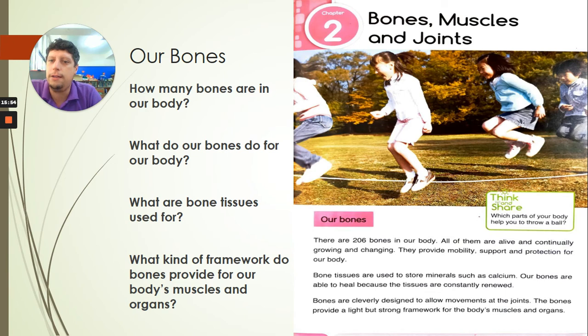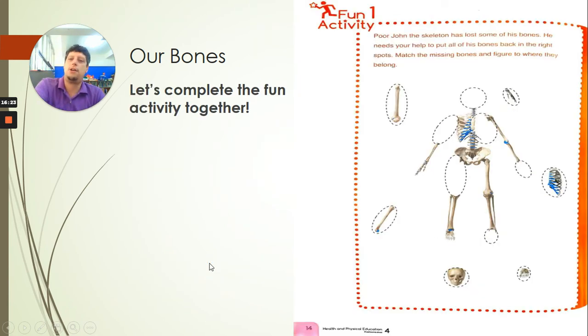Okay, so I just want to go through the questions that you need to answer in your copybooks for your homework. Okay, question number 1. How many bones are in our body? Very easy. What do our bones do for our body? Remember, you'll find all the answers on this page, okay? What are bone tissues used for? What kind of framework do bones provide for our body's muscles and organs? Okay, very easy. So you should have this page completed. If not, make sure you finish it for homework.